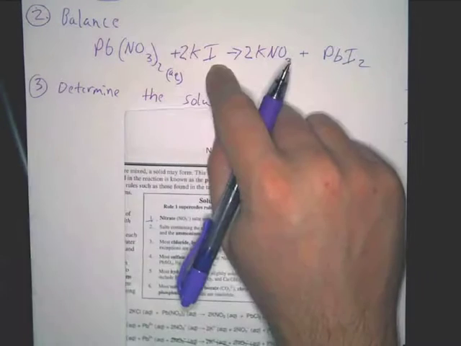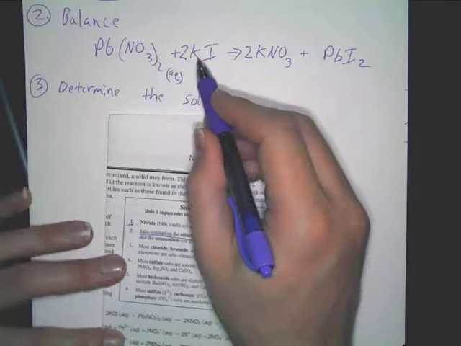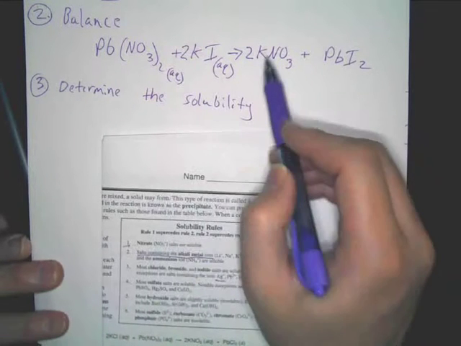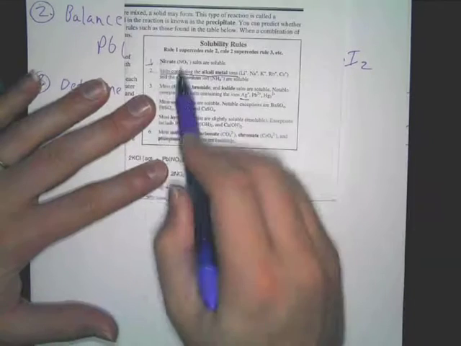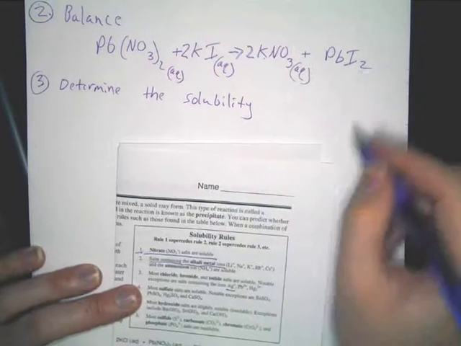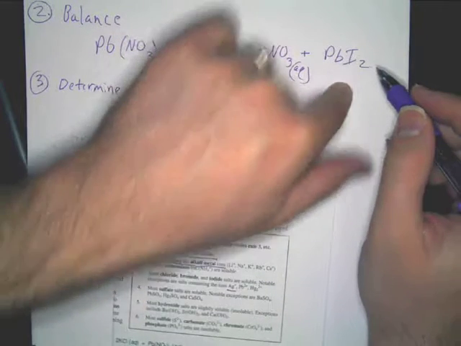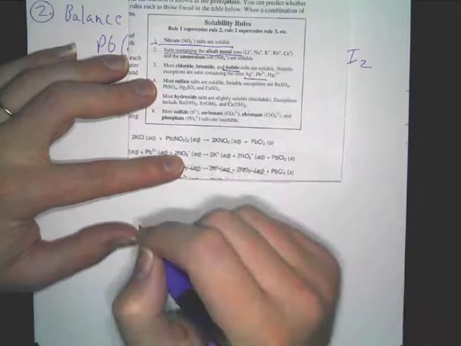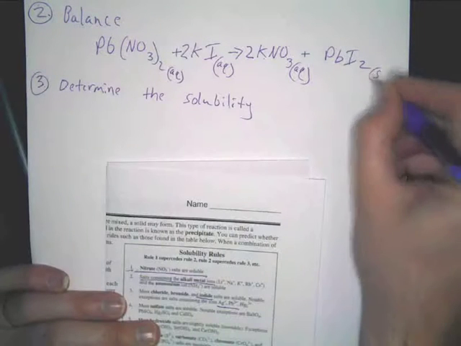Next formula, potassium iodide. Salts containing alkali metals. Is that alkali metal? K is. So, those are soluble, so you write AQ again. Next thing, you have potassium nitrate. Nitrates are soluble. So, aqueous. And then the final thing, lead iodide. You look at the third rule here. Iodide is soluble except when bonded to lead, silver, or mercury. So it's bonded there, so it's a solid.